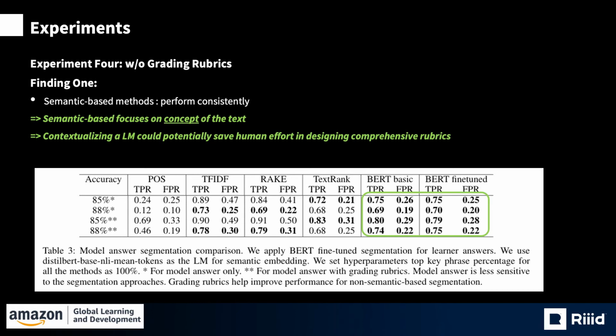The last experiment asks: do we need grading rubrics? The first finding is that the semantic-based method performs consistently, whether we have or don't have a grading rubric. That means semantic-based ones focus on the concept of the text, and are insensitive to the way the concept is conveyed. As long as the semantics of the grading points are well written in the model answer, adding more expressions that carry the same concept doesn't help improve the performance. That means contextualizing the language model could potentially save human effort in designing the rubrics.